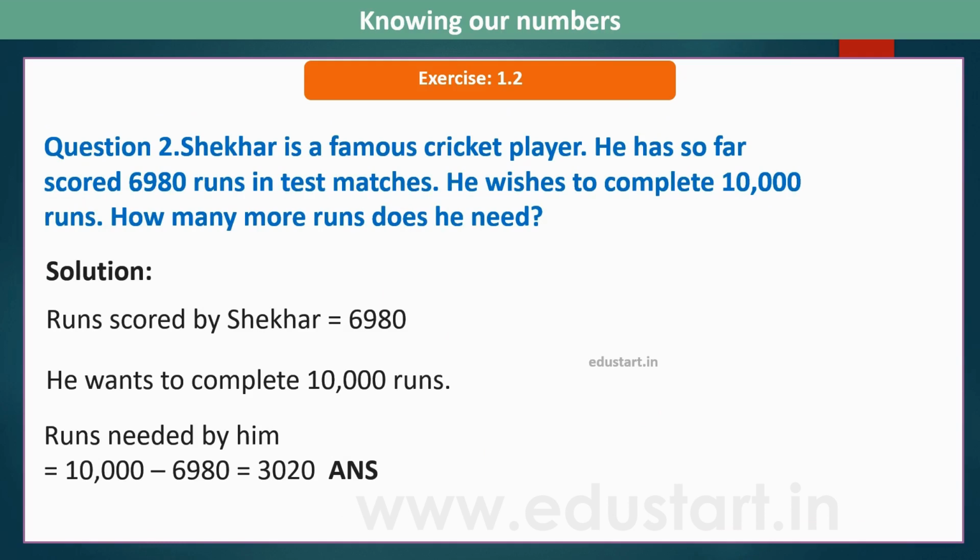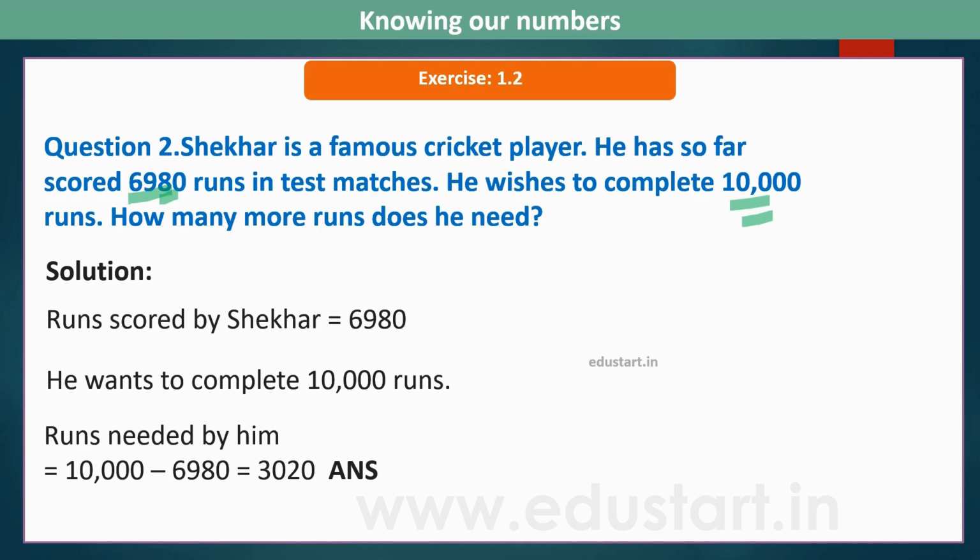So Shekhar is a famous cricket player. He has so far scored 6,980 runs in the test matches. He wishes to complete 10,000 runs. So how many more runs does he need? So the answer should be 10,000 minus 6,980.